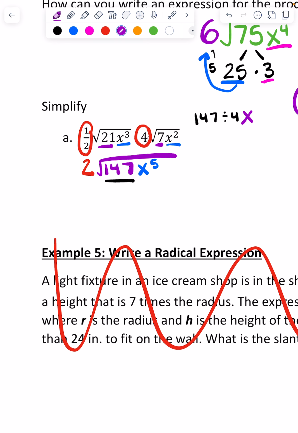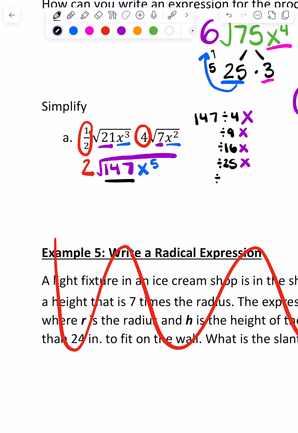4 does not go into 147. All right, let's try dividing by 9. 147 divided by 9, not a whole number. So we keep going along. Let's try 16. 147 divided by 16. Also a decimal. We're looking for a whole number here. Divide by 25. Still not a whole number. All right, I don't think we've used any perfect squares higher than 25 today, so let's keep going.